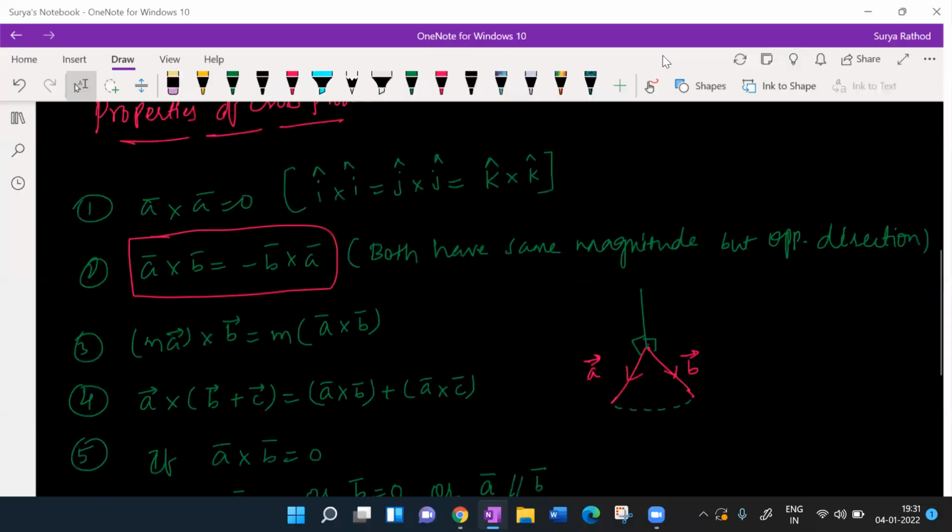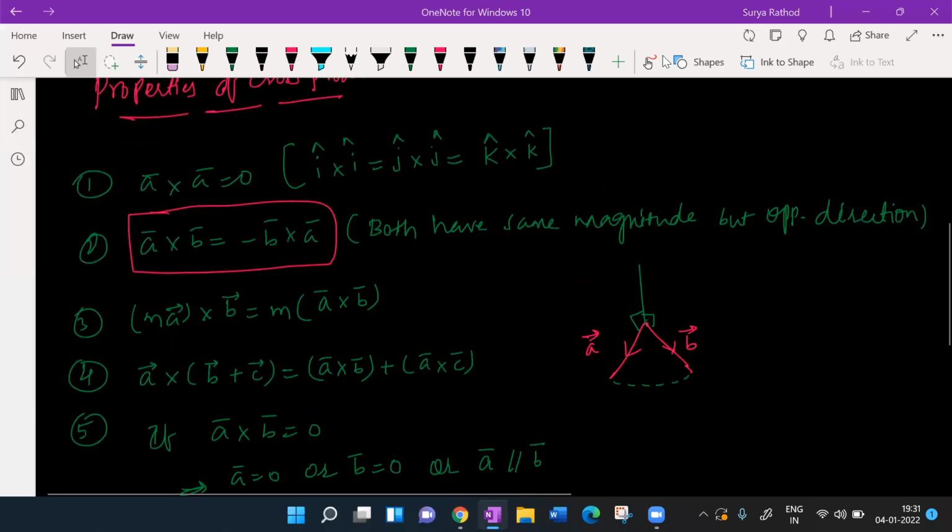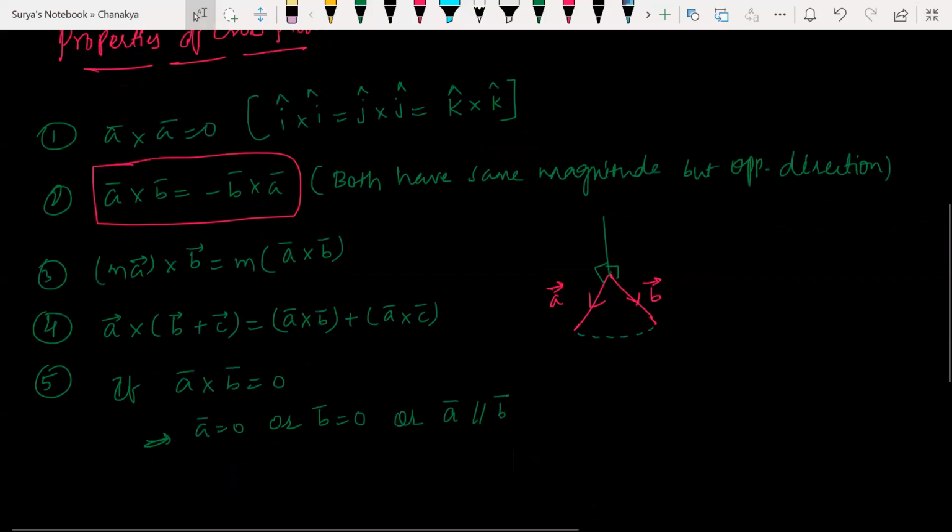Someone is in the waiting room. Who's that? Abhinaya, why are you late, Abhinaya? Abhinaya, I'm asking you only, why are you late? Hello? Abhinaya, are you here?